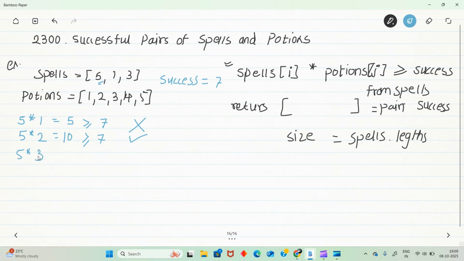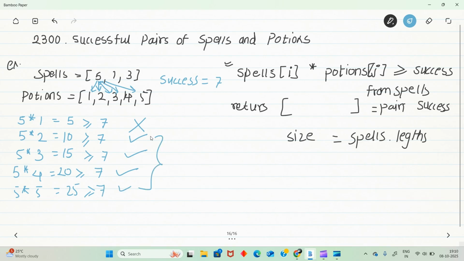5 into 3 is 15, which is greater than 7. Yes, so this can be a successful pair. 5 into 4 is 20. 20 is greater than 7. Yes. Again, 5 into 5 is 25, which is also greater than 7. So now we have 4 pairs for this spell. So my first answer will be 4.